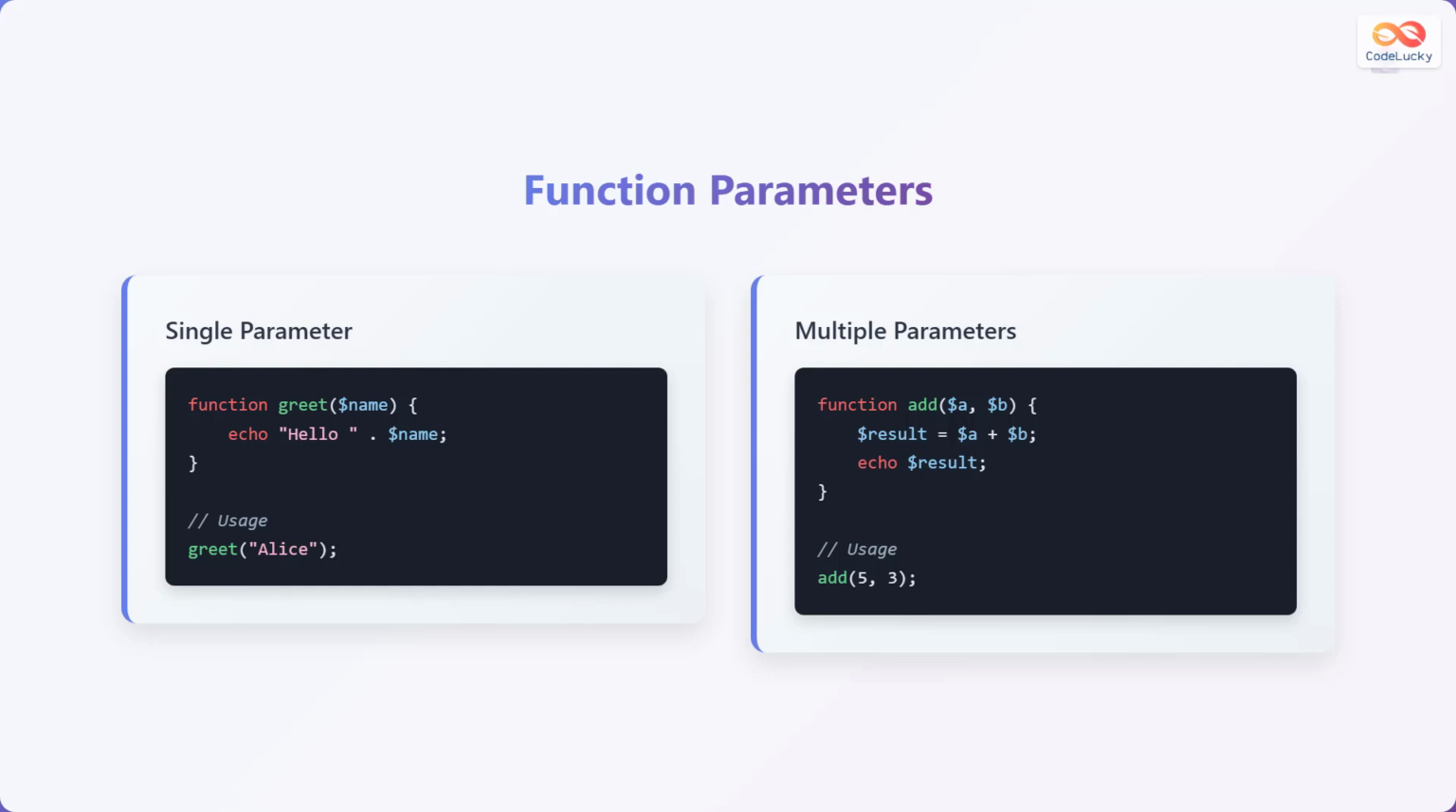Functions can also accept multiple parameters. Here's an example of a function called add that accepts two parameters, a and b. Inside the function, the sum of a and b is calculated and stored in the result variable, which is then displayed using the echo statement. When you call the function, you pass the arguments 5 and 3 to the function.